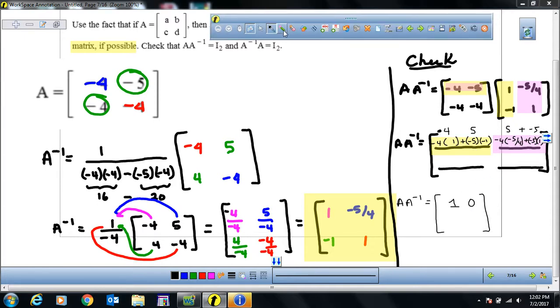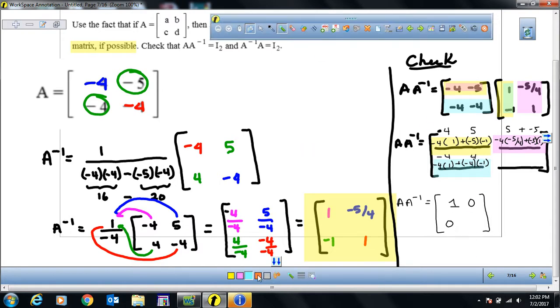Then, for this one on the bottom, this one is located in the second row, first column. So we're going to multiply the second row here times the first column here. So that's a negative 4 times 1 plus a negative 4 times negative 1. So it gives me a negative 4 plus 4, which is going to be a 0.